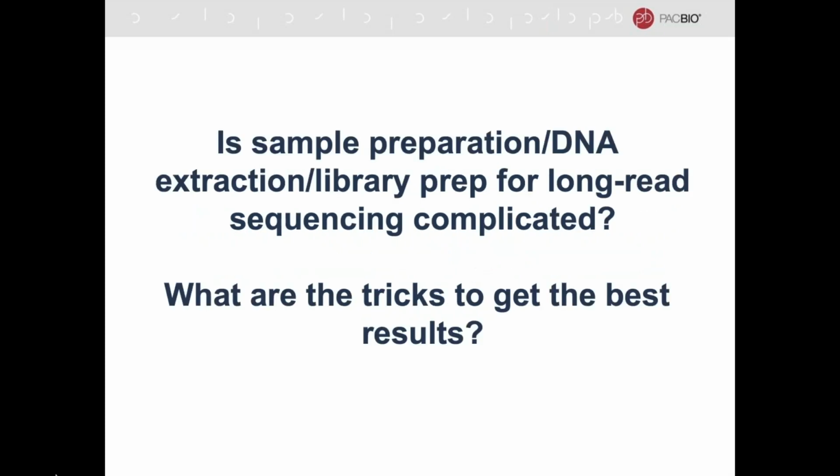So this question is: is sample preparation, DNA extraction, and library prep for long-read sequencing complicated? And are there any tricks to get the best results? I'm actually going to pass this one again to Olga, because I know she does a lot of work on this, and will be able to hopefully provide some tricks for you guys. All right, no pressure.